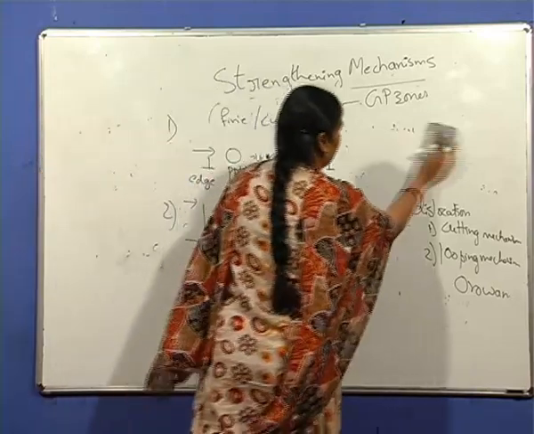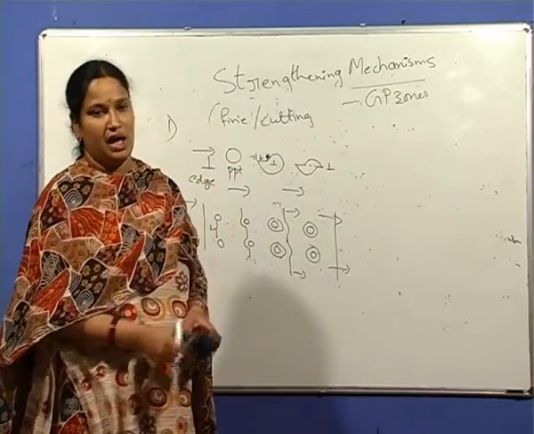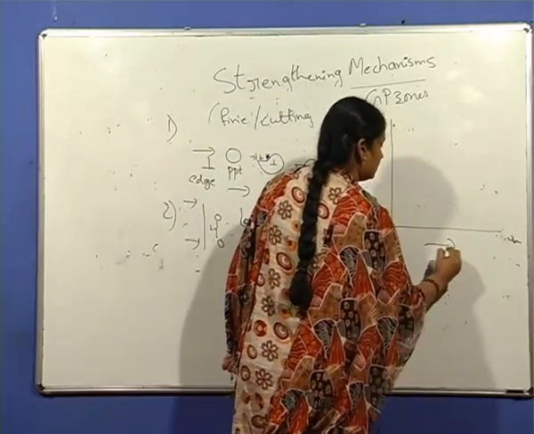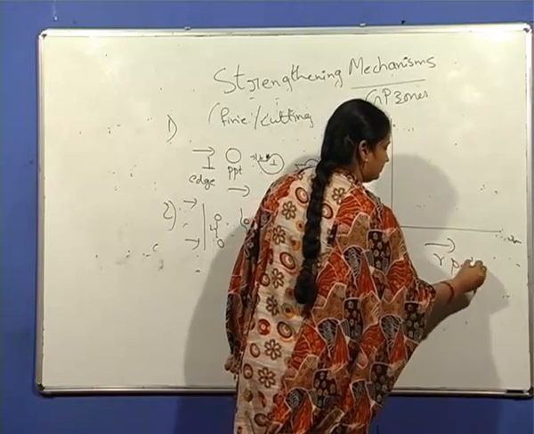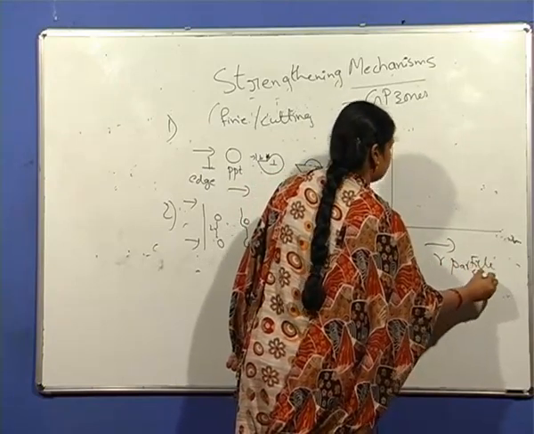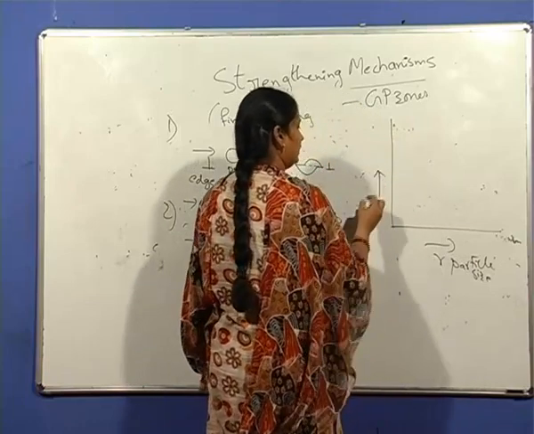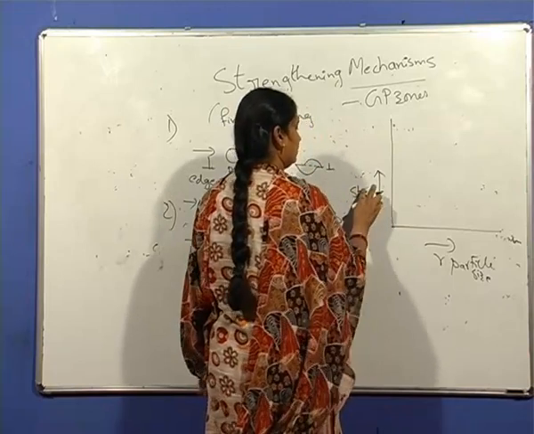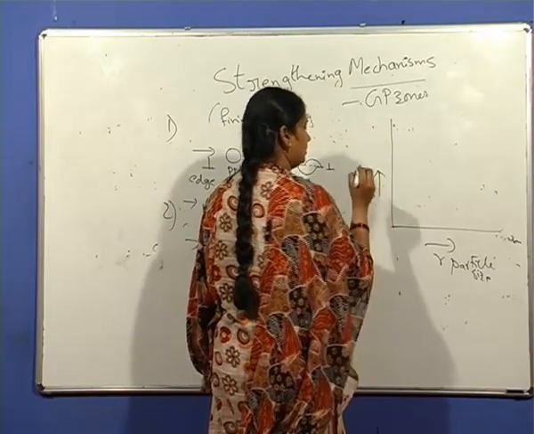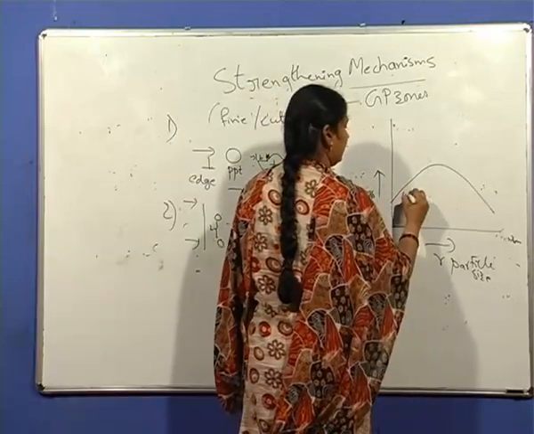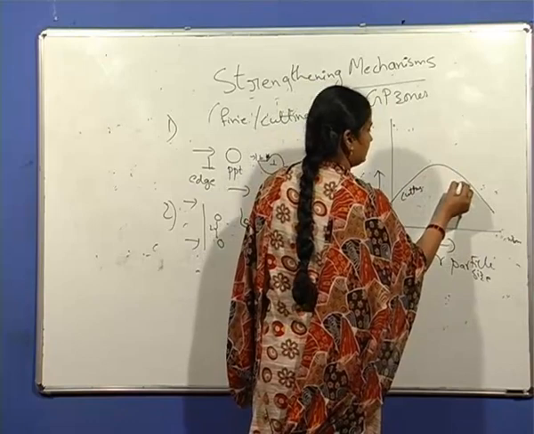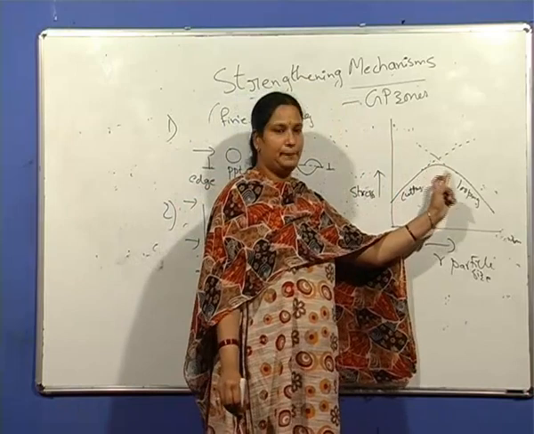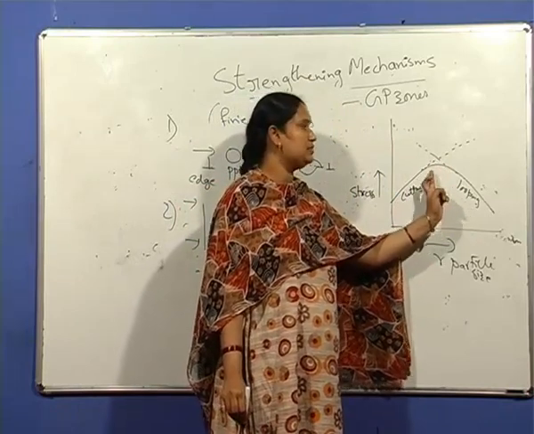One more plot shows both the cutting mechanism and the looping mechanism with respect to the particle size R, and with respect to the strength or the stress required. This is the cutting mechanism and this is the looping mechanism. Here you can see the curve is not a sharp peak. Moreover, it is blunt. Why?